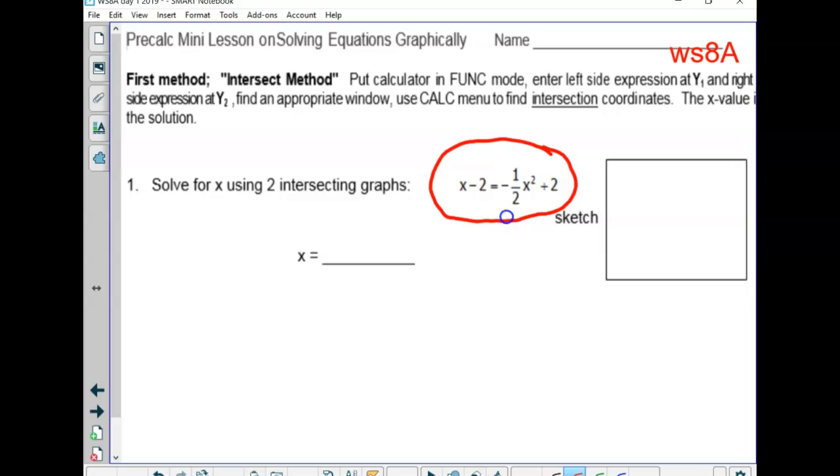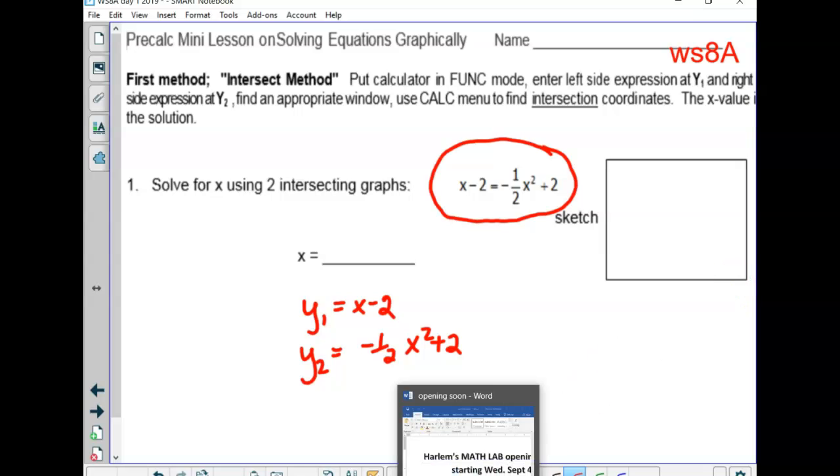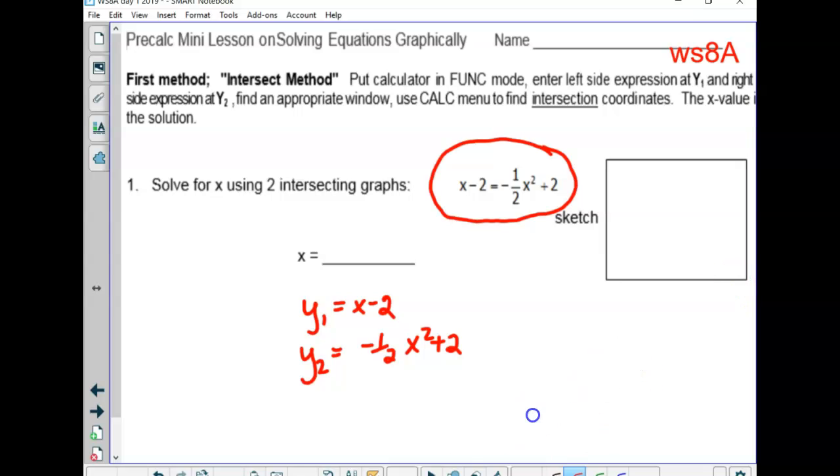I can solve it by graphing into y1 the x minus 2, the left-hand side, and then into y2, negative 1 divided by 2 x squared plus 2. Is that what that says, guys? My bifocals. And then we're just going to figure out where they intersect. Again, I don't think a zoom fit is going to be your best answer.